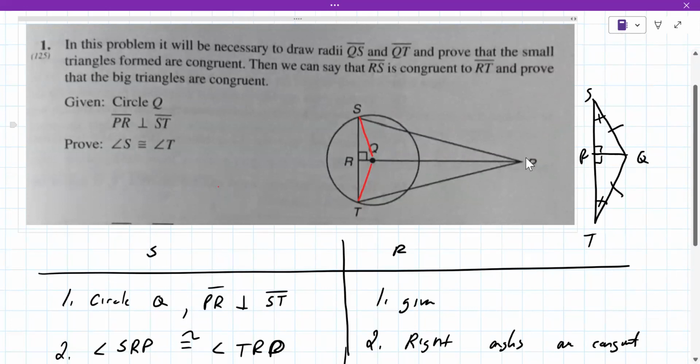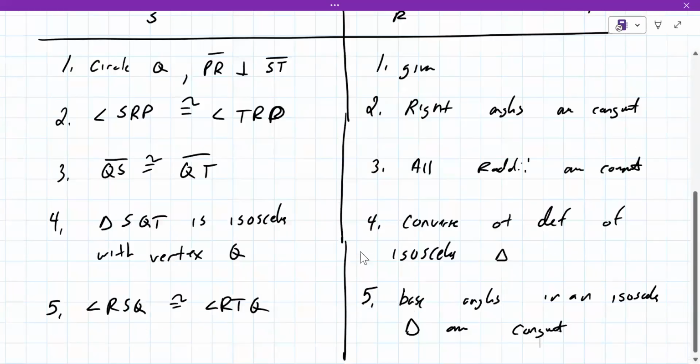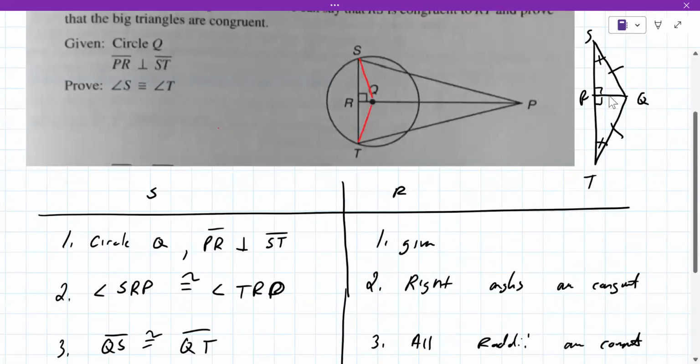And then we're going to show that this side is reflexive. So we're going to have a side, an angle, and a side. That's where we're going. But there are so many ways to get there. So right now, we can prove that SRQ is congruent to TRQ.